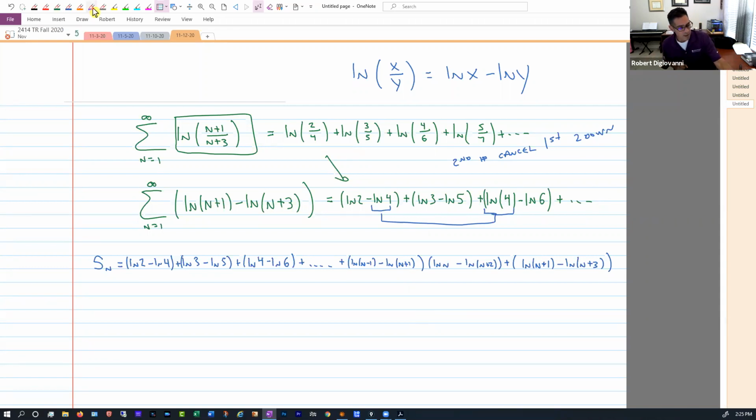All right, here goes the canceling. That one's gone with that one. This second one, negative natural log of 5, should cancel with something in there. This negative natural log of 6 should cancel with something in there. The ones that are preserved are the natural log of 2 and natural log of 3. Those two didn't go away.